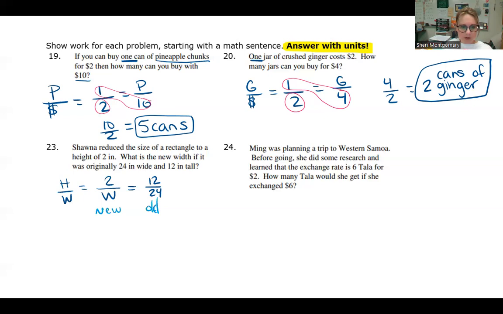These are the same type of problems. We will multiply across and then divide. 2 times 24, that is 48. Divided by 12. What do y'all get? 4 inches. No promises.